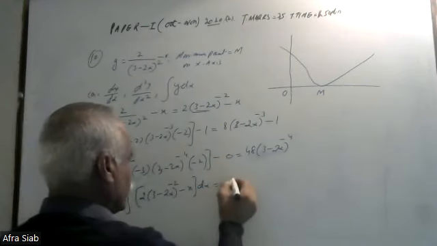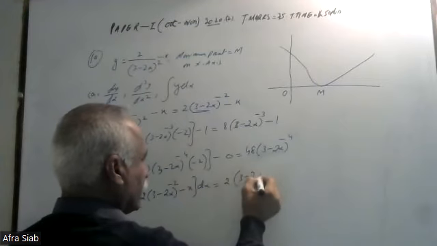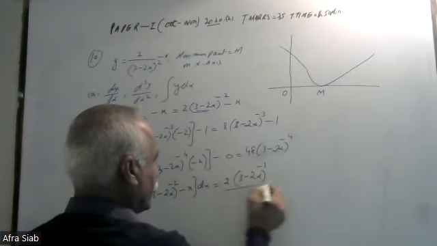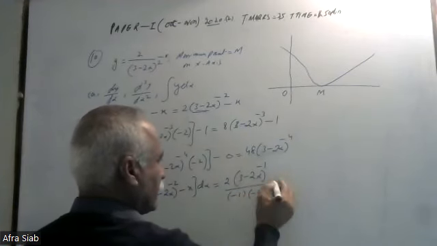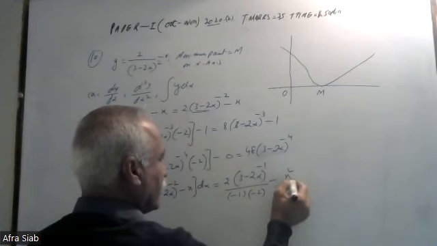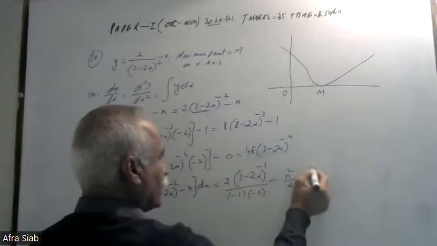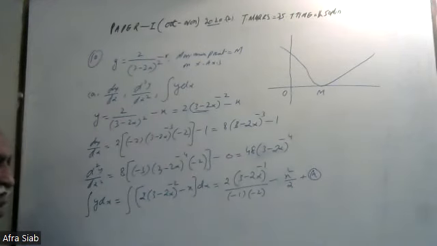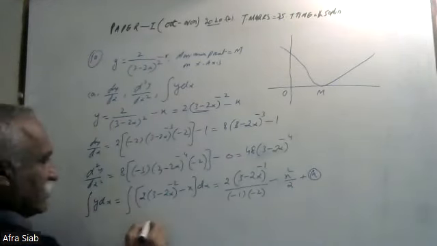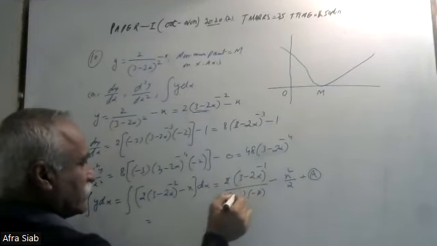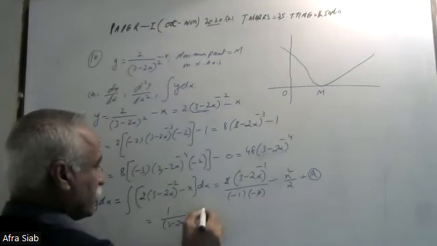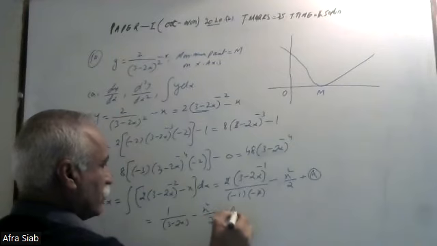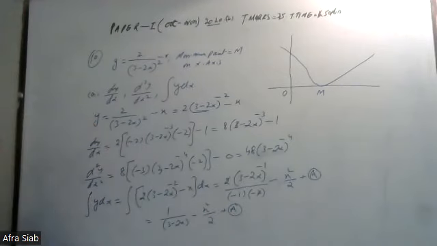That is equal to 2 times (3 − 2x) to the power −1 over (−1)(−2), minus x. The integral of x is x squared over 2. There is no constant given, so we introduce the constant of integration A there. That is equal to 1 over (3 − 2x) minus x squared over 2 plus A, which is the integration of y dx.